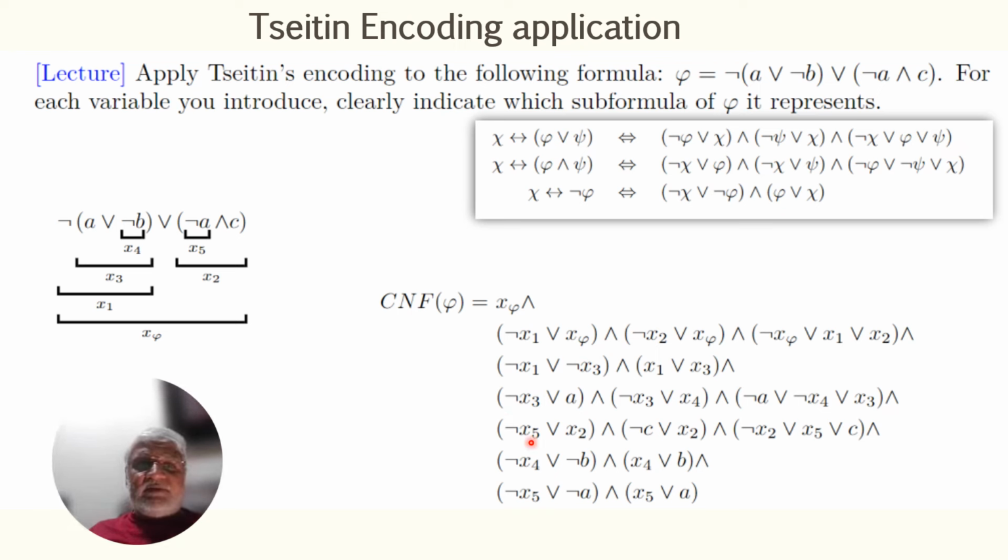Now similarly for x5 and x2 and c bar. Okay, so the next function is x2. Here x2 equals x5 and c. By using this formula we will again get x5 bar and x2. Okay, and the same thing here.